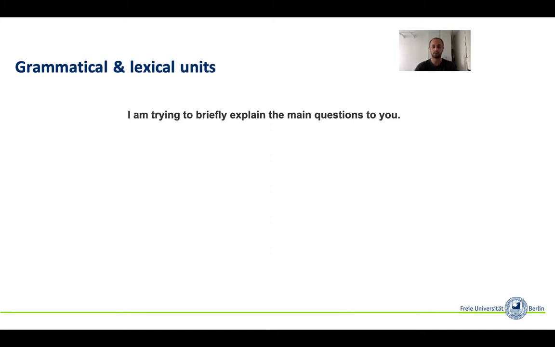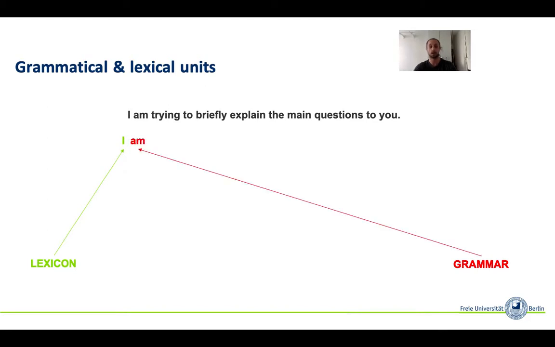Now, if you were to point with your finger to those bits of that sentence that belong to grammar and those bits that belong to the lexicon, which have lexical meaning, and those which have grammatical meaning, you would very probably do something like this. Okay, so we'll start with the lexicon on the one side and grammar on the other, and probably I would be part of the lexicon, am would be part of the grammar, try would be part of the lexicon, and so forth.